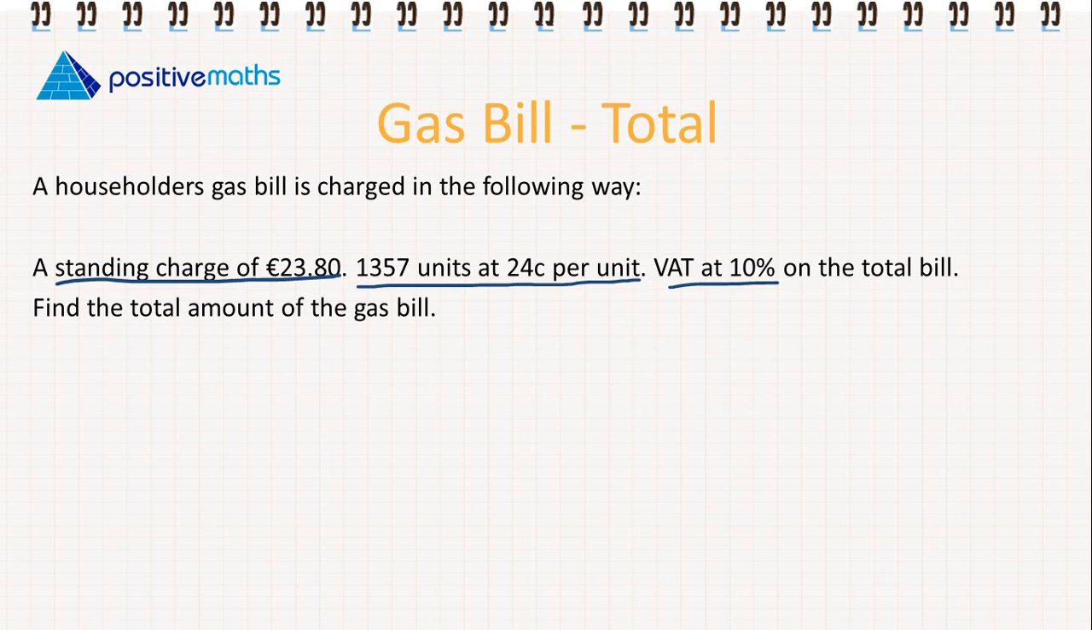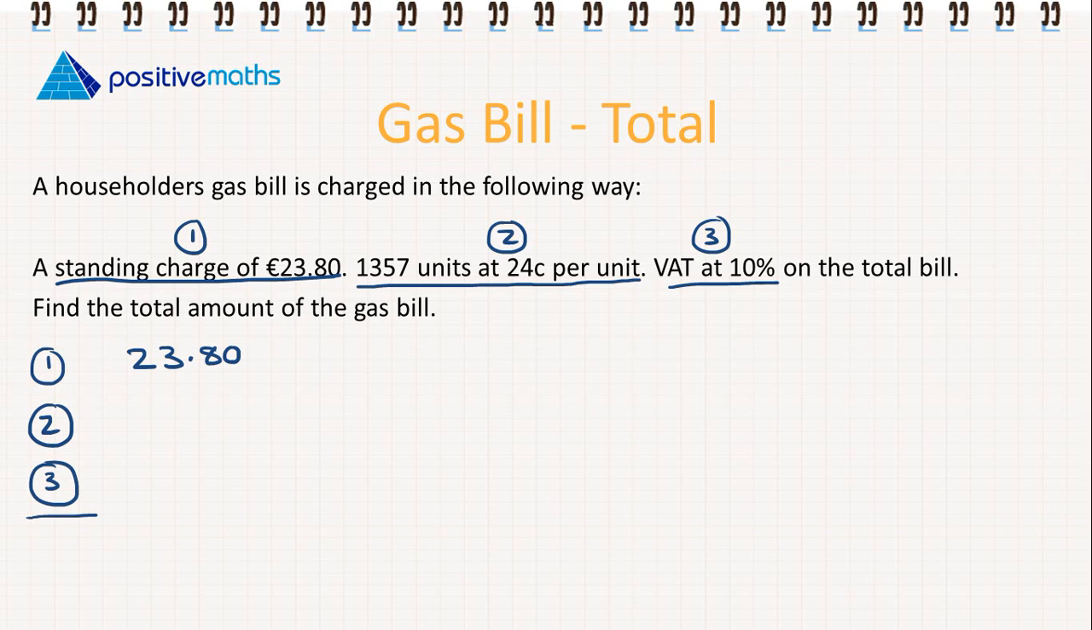Okay, so really what I've underlined here is the three different parts that we have to consider. Standing charge, first of all, we can just add that in. The units and the VAT. Okay, so we'll put that in here. We have our standing charge, $23.80. Okay. The next thing we have to calculate is our total cost per unit. And then number 3 is our VAT. So we'll just create a little table there.